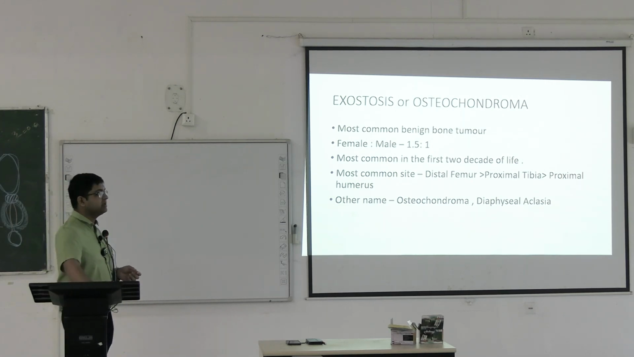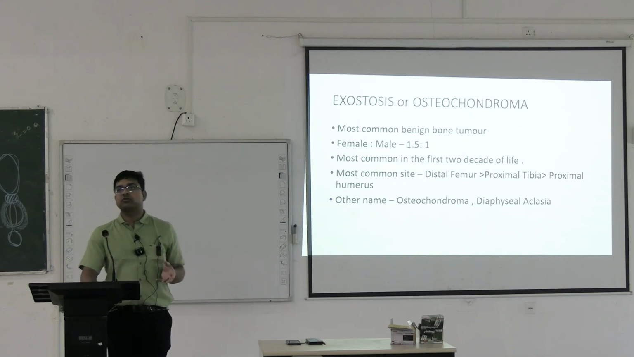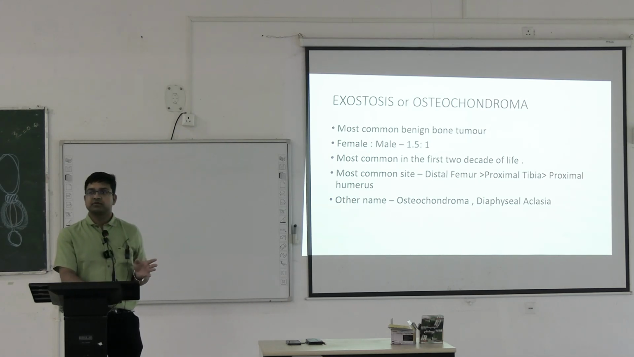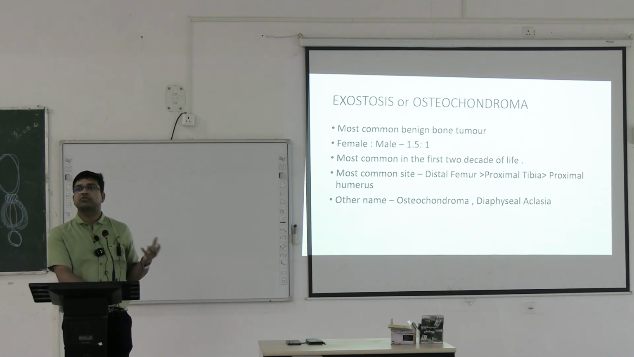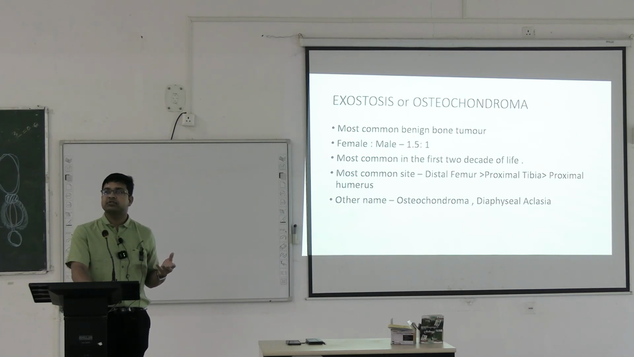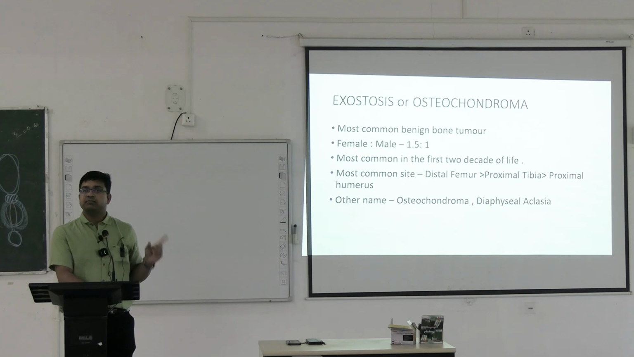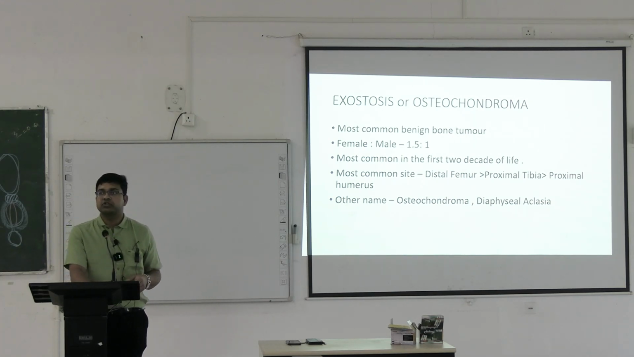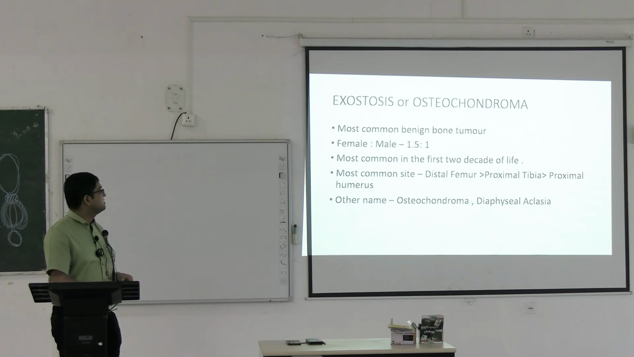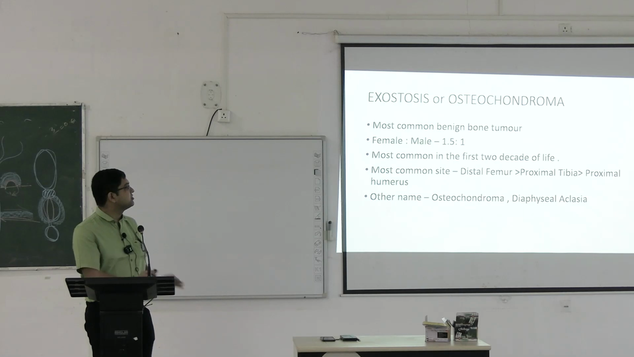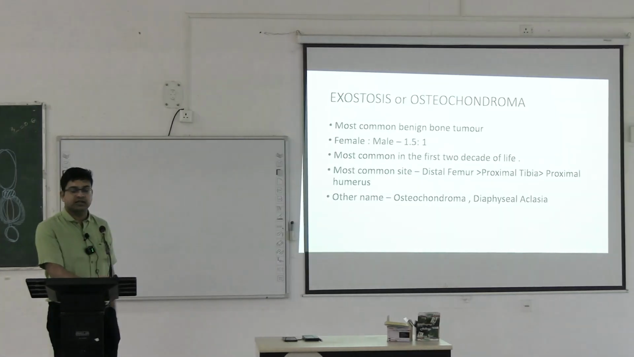The most common site of osteochondroma is around the knee joint. Distal femur, then proximal tibia, and then other bones like proximal humerus, distal radius, or proximal fibula. But most common is around the knee joint, distal femur followed by proximal tibia. Other names are osteochondroma and diaphyseal achalasia. These two names must be remembered: osteochondroma and diaphyseal achalasia.